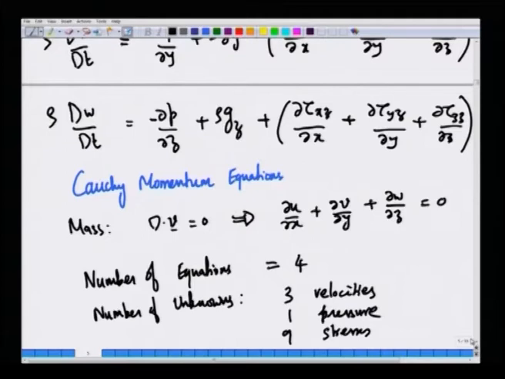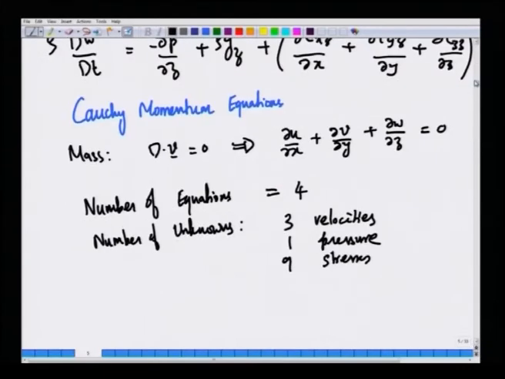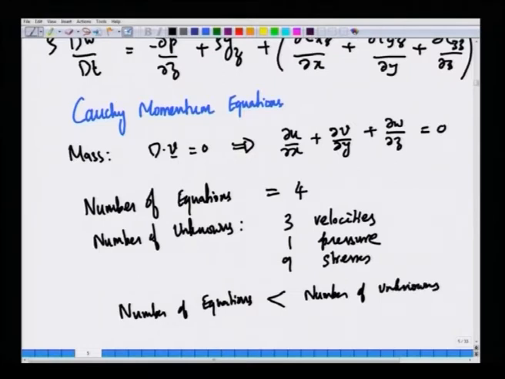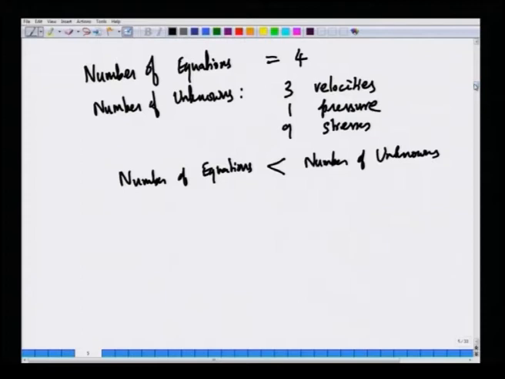Okay. So, the problem is highly underspecified because the number of equations so far is less than the number of unknowns. So, we cannot solve this problem. Okay. So, we cannot solve this problem as such right now. Okay. So, that is the idea, that we cannot solve the problem because we have far fewer equations than unknowns.